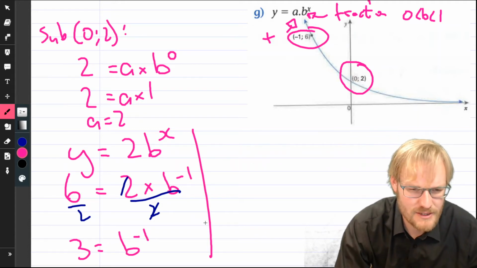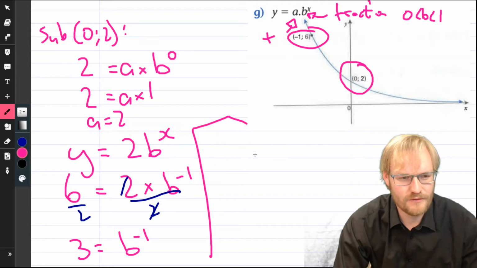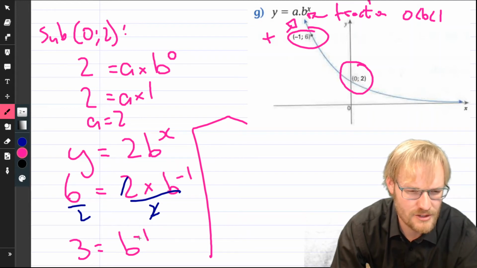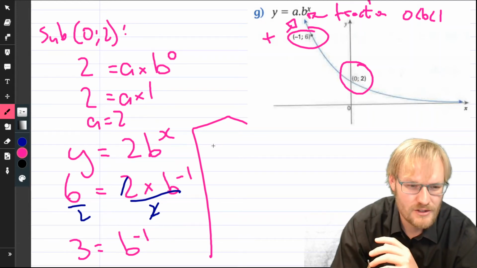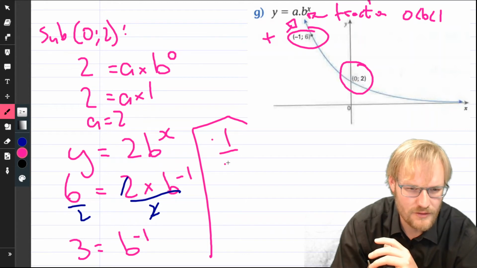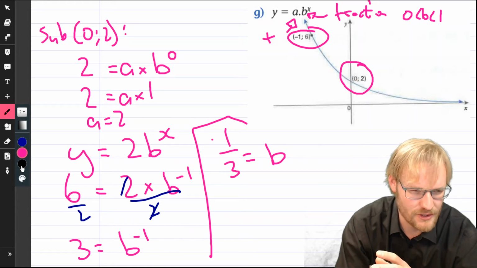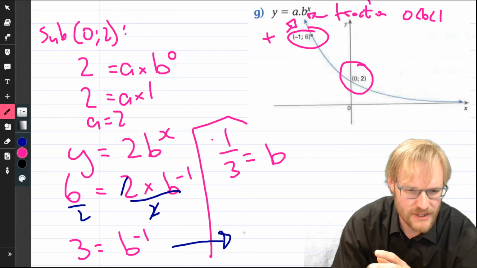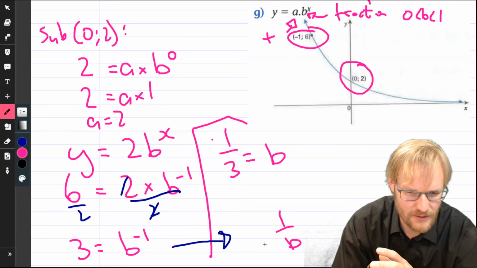Okay, we're going to need our exponent laws. Hopefully they're not going to come out to be too tricky, but quite often we might get this negative value. How do we turn this into a positive? We know that it's 1 over. So in other words, 1 over 3 is the same as b. Or another way to look at it is to say at this stage, b to the negative 1 is 1 over b.